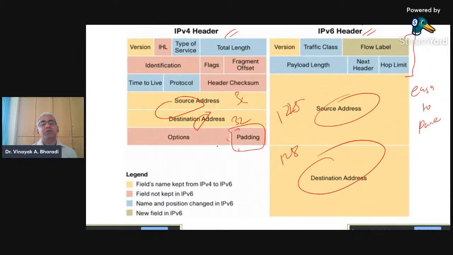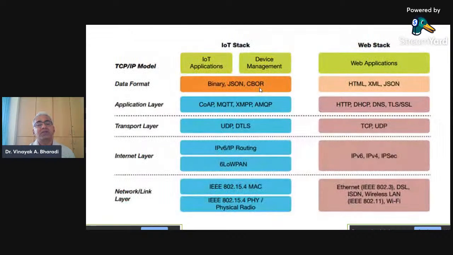Option padding is to make the packet length even, or to match a specific size. Time to live, TTL, becomes hop limit here. Then version, traffic class, flow label, payload length. Here you can see some of the fields which are common, and some which are removed. These fields are removed, and TTL and protocol have name and position changes. There is a new field in IPv6, the flow label. So this is the IPv4 header and this is the IPv6 header: lighter, flexible, and more acceptable.